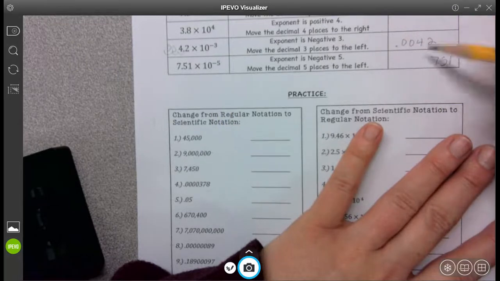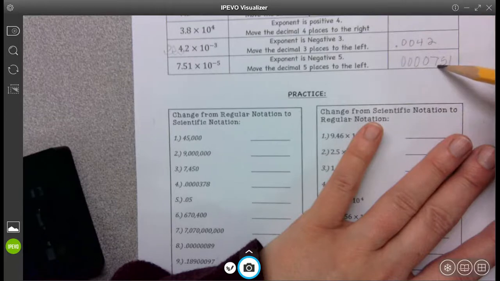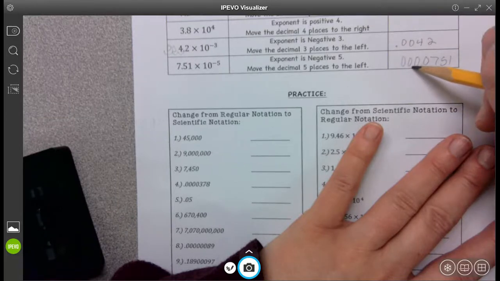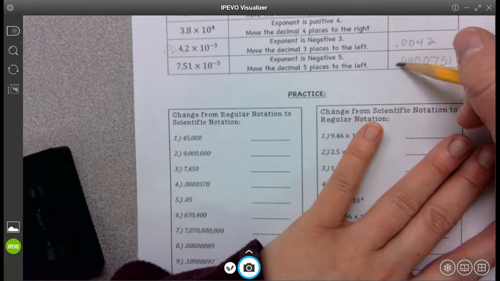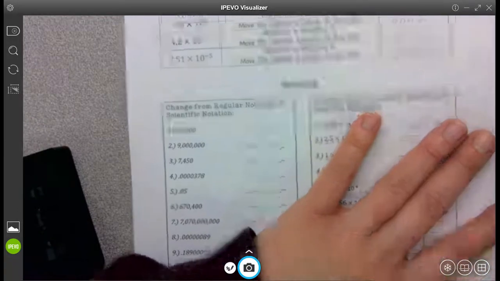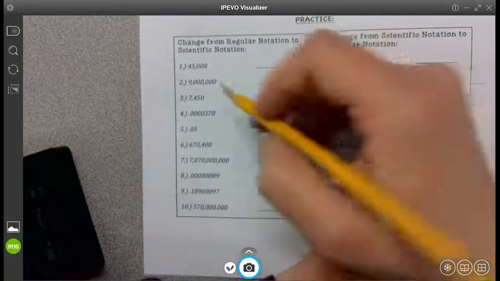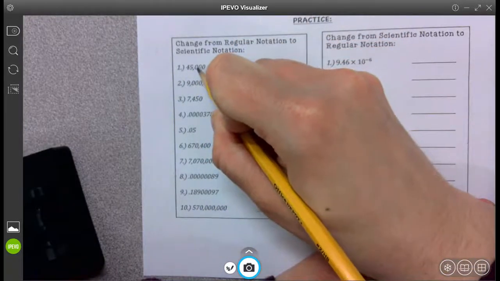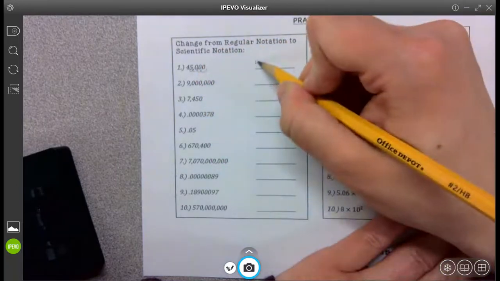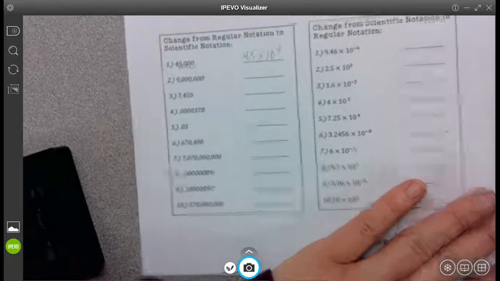Let's try it again with a negative here. It's 751, but I know I'm going to make it bigger. So 1, 2, 3, 4, 5. Okay, so if I have 5, I'm going to make 4 zeros. You can put 5 zeros, you just won't use them all. Okay, let's try one here. I'm going to make it 1, 2, 3, 4. So 4.5 times 10 to the 4th. I'm keeping it positive because I made it smaller. It's actually a bigger number.